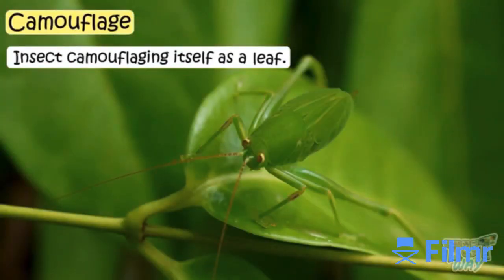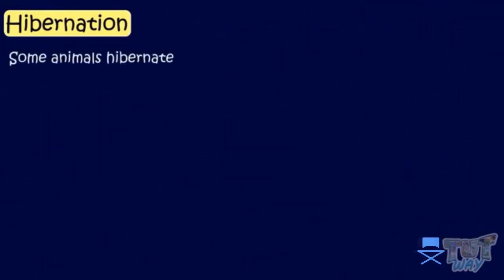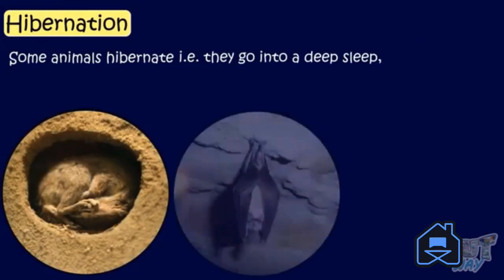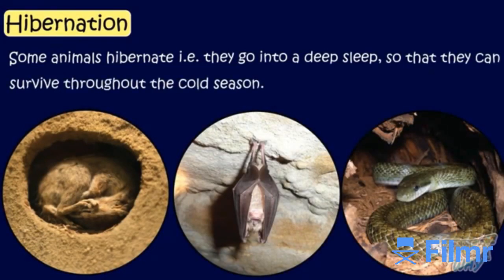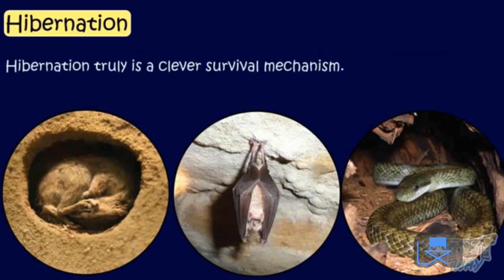Now let's learn another type of adaptation in animals. It is hibernation. Some animals hibernate, that is, go into deep sleep, so they can survive throughout the cold season, when the weather is freezing and the food is scarce. Hibernation truly is a clever survival mechanism. Now let's see some animals that can hibernate.